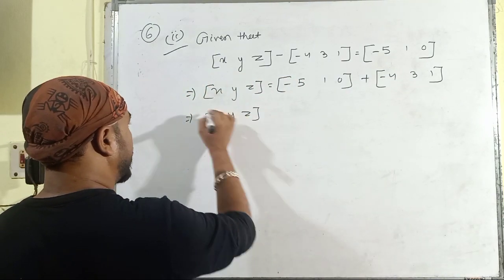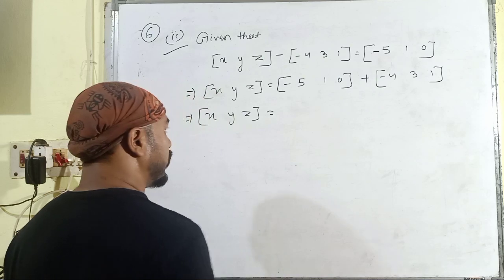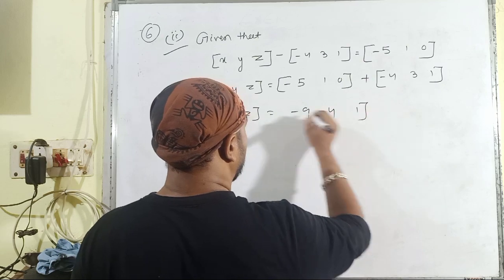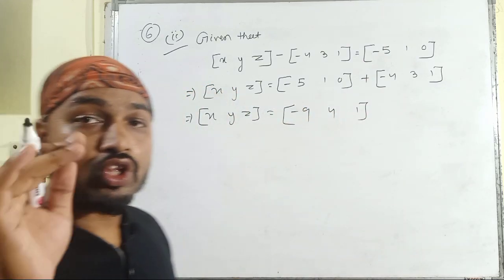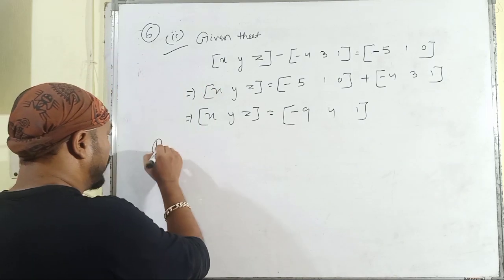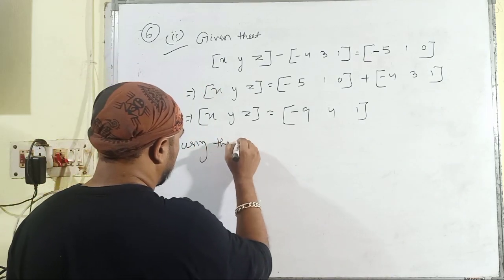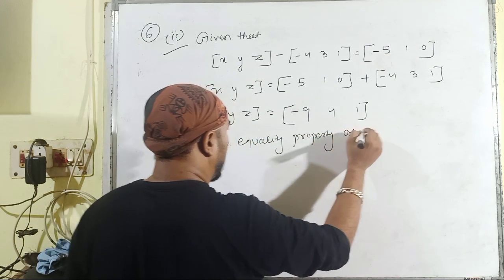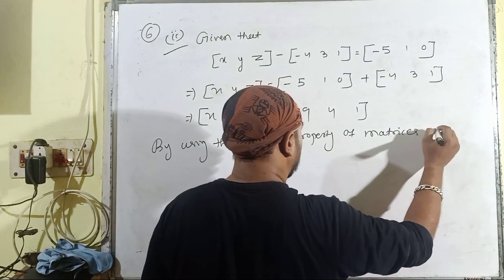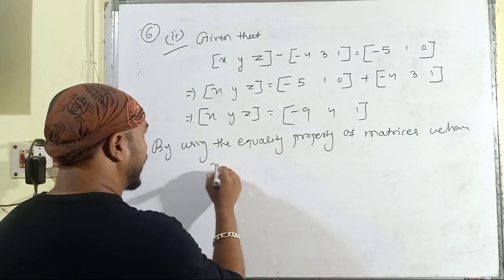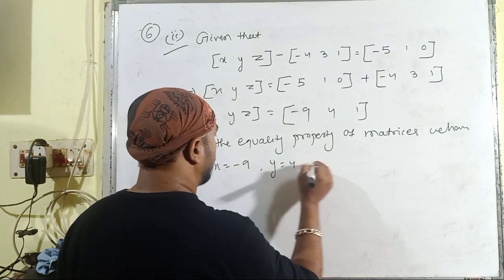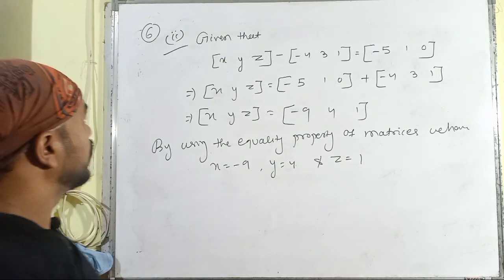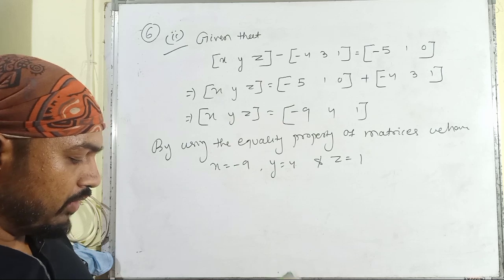Then simplifying the right hand side, we have minus 5 minus 4 is minus 9, 1 plus 3 is 4, then 0 plus 1 is 1, and here we have to use the equality property of matrices. By using the equality property of matrices, we have x is equal to minus 9, y is equal to 4, and z is equal to 1. So here is the solution of the second bit of number 6.